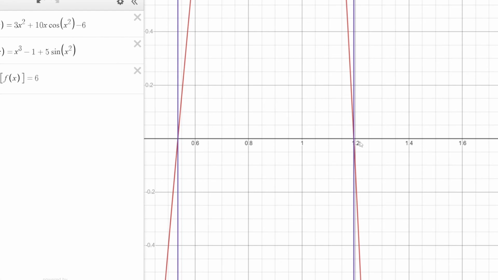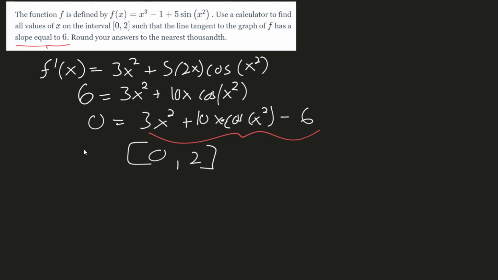So what you want to go ahead and do, plug this into your calculator, find the zeros, right? Plug this function into the calculator, find the zeros, and then choose the values that are between 0 and 2.